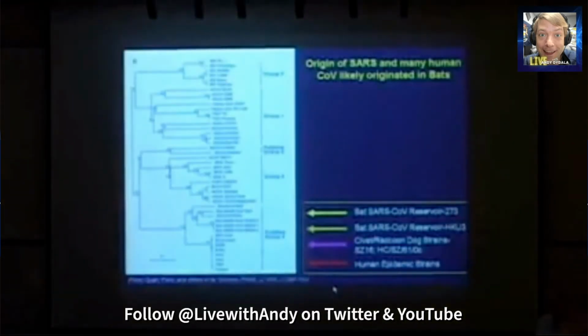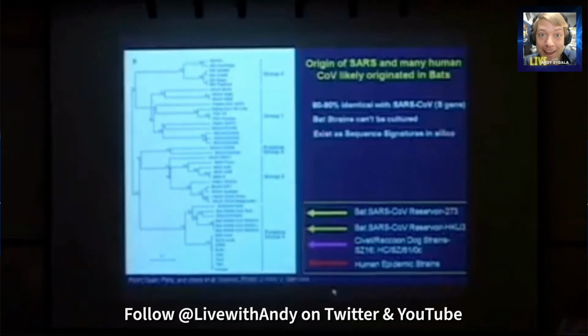Now, the civet and the raccoon dog strains are the easy ones. The true reservoir for SARS is within bat populations. If you look at a phylogenetic tree, the human strains are shown here in red. The civet and raccoon dog strains are shown in purple. But the real variation is within the bat strains. It's thought that these were probably the reservoir for the emergence of the virus. These are about 80 to 90% identical to SARS. They can't be cultured, and they exist as sequence signatures in silico. There's also extensive variation through the replicase and elsewhere in the genome.